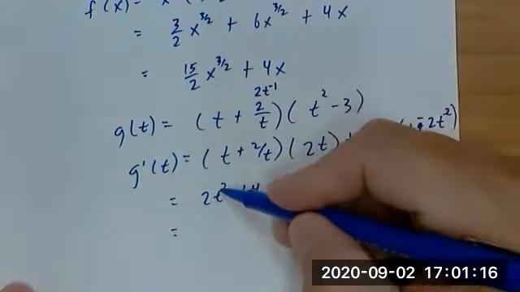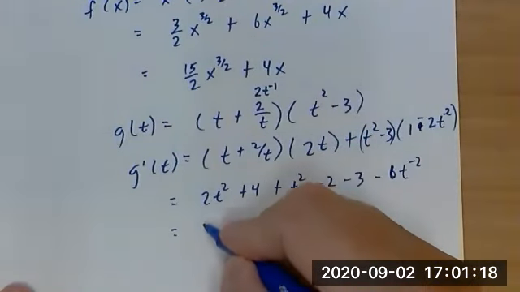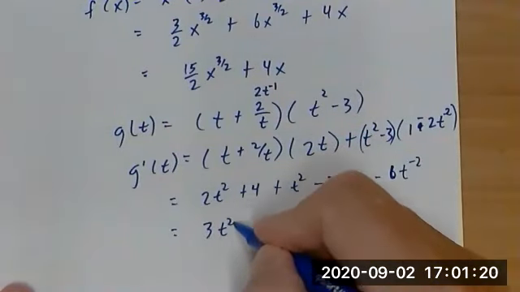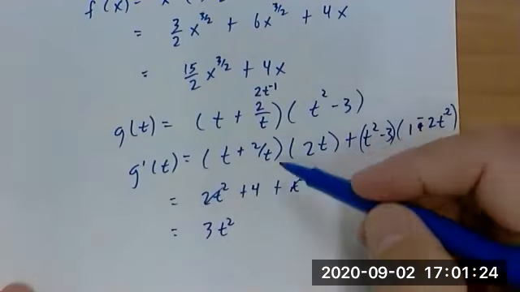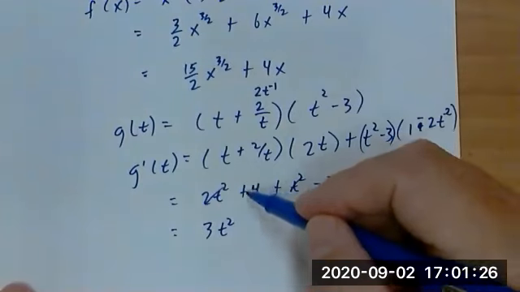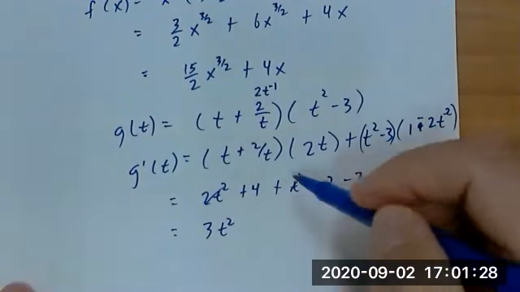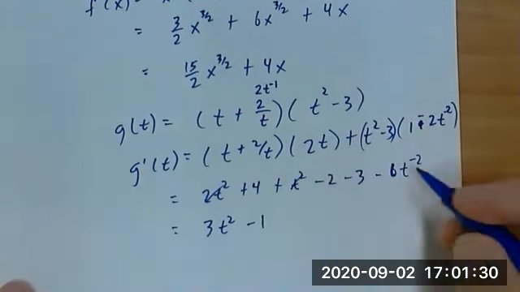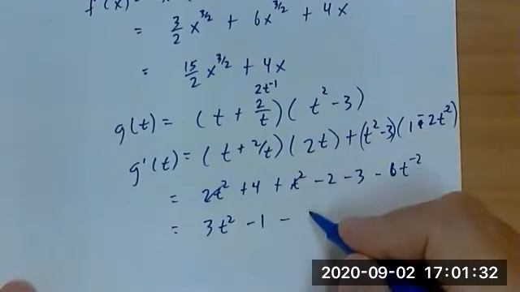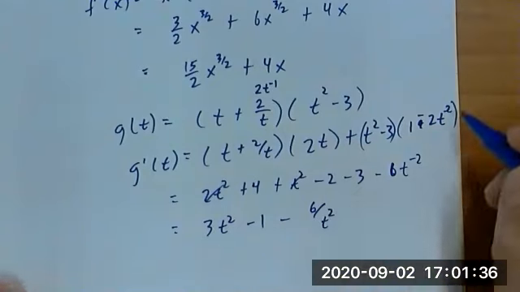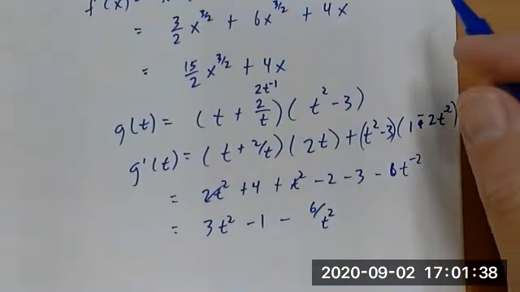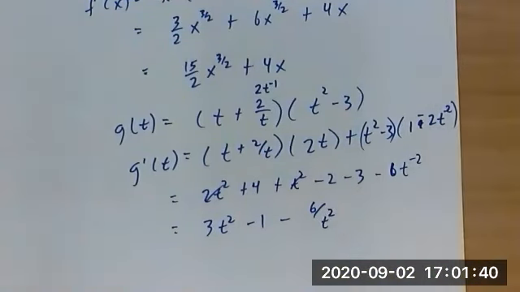Combine like terms, 2t squared plus t squared, 3t squared. I've got some numbers here. 4 minus 2 plus 3, I think it's minus 1. Now this one, I'll go ahead and get rid of the negative exponents. And once again, I have the answer for this. Let's see, hopefully I didn't mess up.